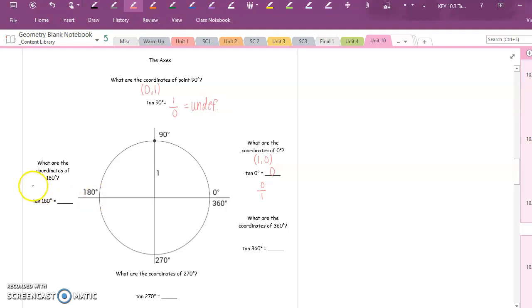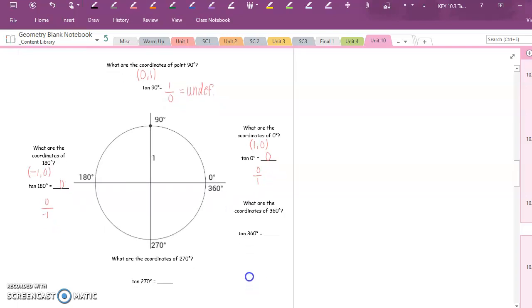What are the coordinates for 180 degrees? So we're at negative 1, 0. So we take sine over cosine. 0 divided by 1, that is 0. Not negative 0, just 0. What are the coordinates for 270 degrees? So we're at 0, negative 1. It goes sine over cosine. So therefore, my answer is undefined. Not negative undefined, just undefined. And then finally, what are the coordinates of 360 degrees? I know that it's the same as 0 degrees, 1, 0. Sine over cosine, so therefore my answer is 0.